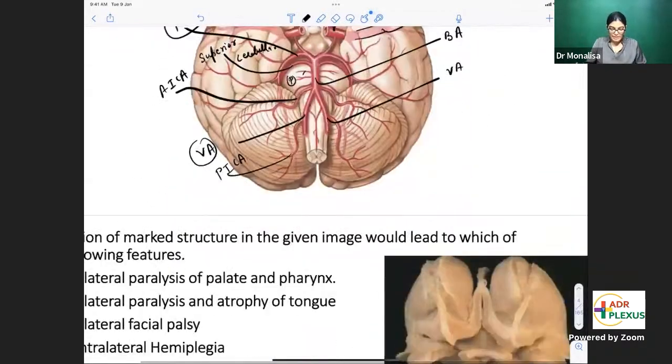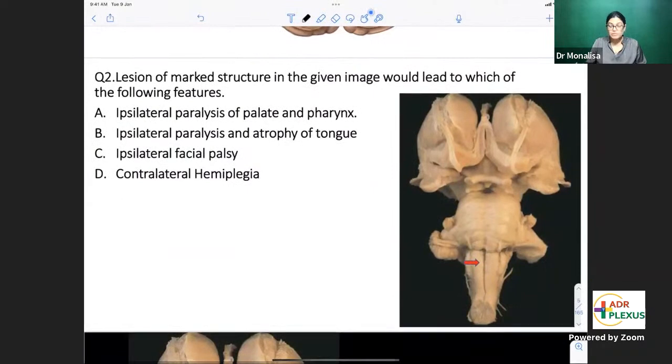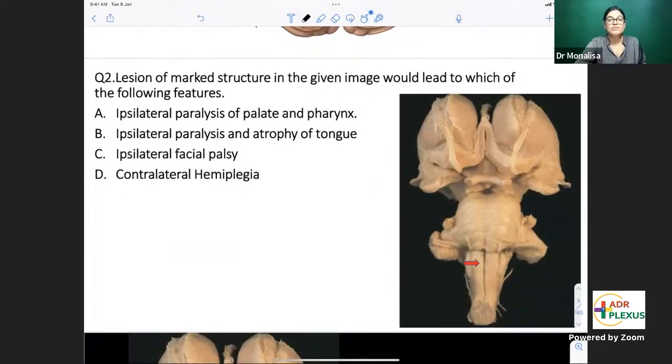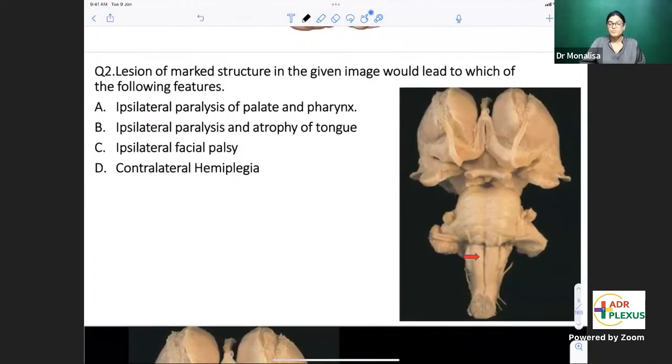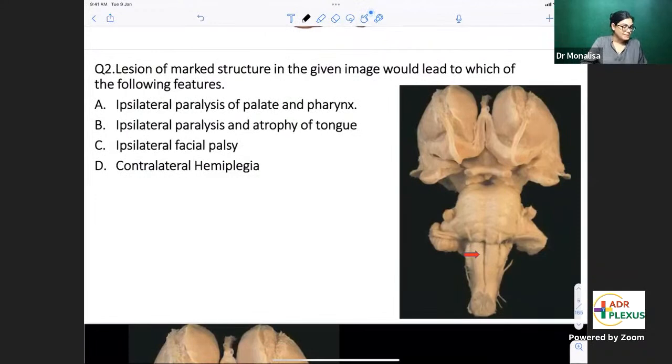Now let's move on to the next MCQ. This question was asked in the 2019 AIIMS entrance examination. This is question number 2. A lesion of the marked structure in the image could lead to which of the following features? You can see here an image showing the ventral aspect of the brainstem.